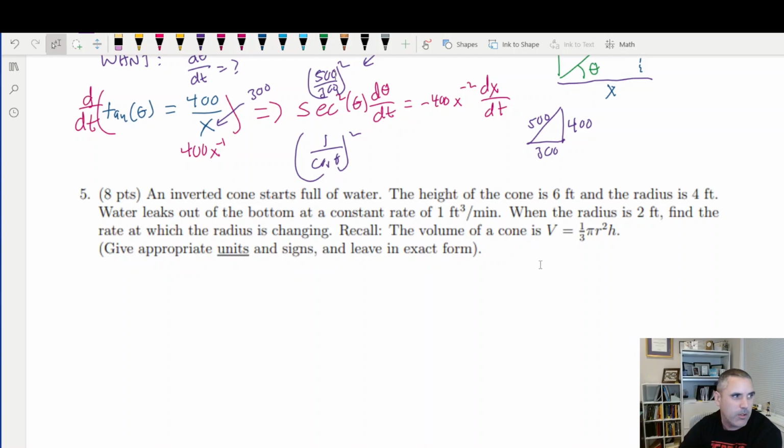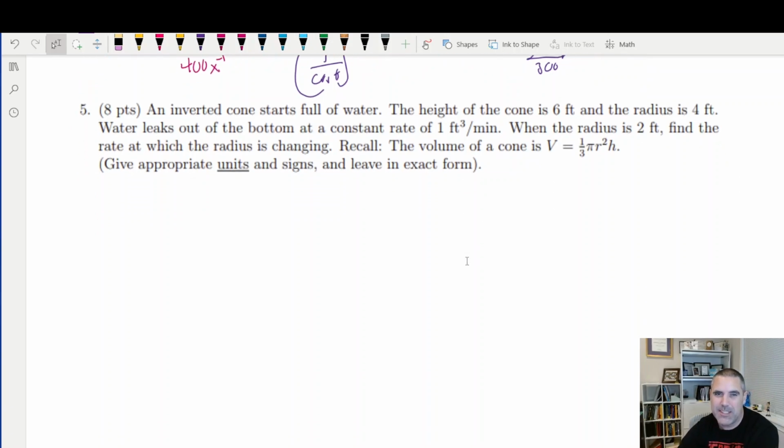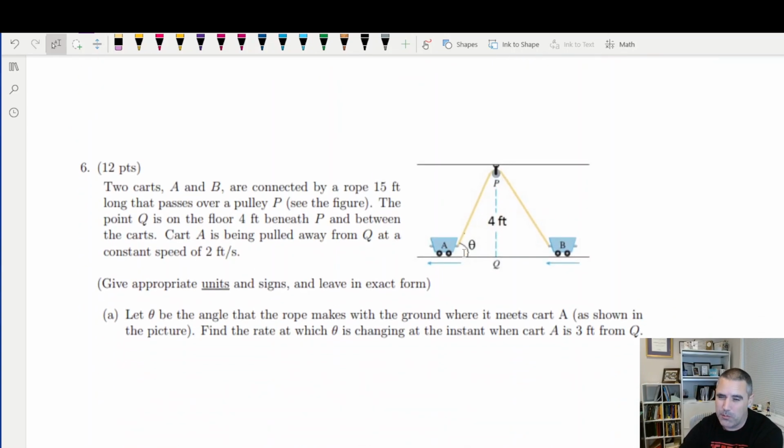This is from my exam archive from my winter 2016 exam, water dripping out of a cone. This is also from that exam. I think this is also a homework question. You label everything. You ask, what are you given? What do you want? Write down some equation that relates those variables and take their derivative. So I hope that gives you a little piece and kind of a picture of what this looks like.